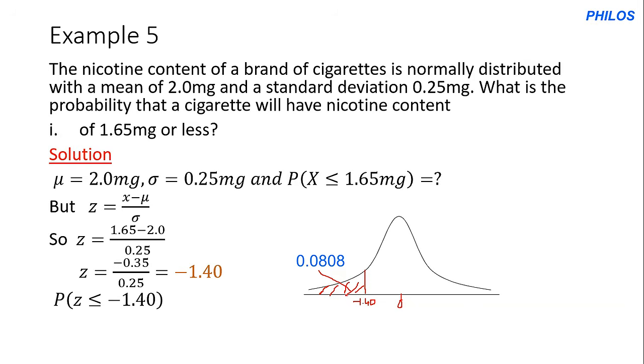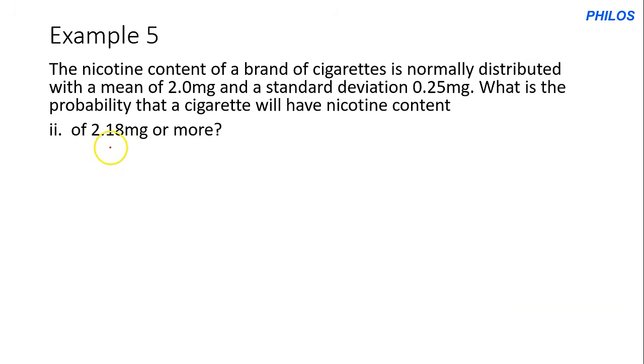0.0808. So the probability that a cigarette will have nicotine content of 1.65 mg or less is 0.0808. So let's look at Roman number 2. Roman number 2 says, what is the probability that a cigarette will have nicotine content of 2.18 mg or more?